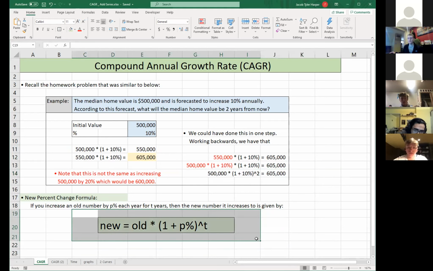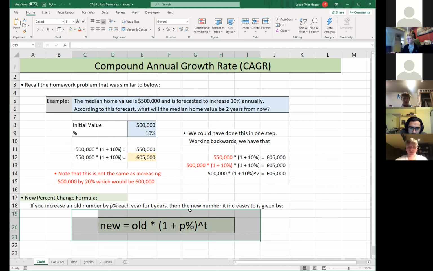And that leads us to a new formula, which is if we're increasing some number by the same percent every year for t years, it's the same formula we've always done, but we tack on a little exponent t on the end. Okay, so that is going to be really useful for part 8, and I'll show you why now.